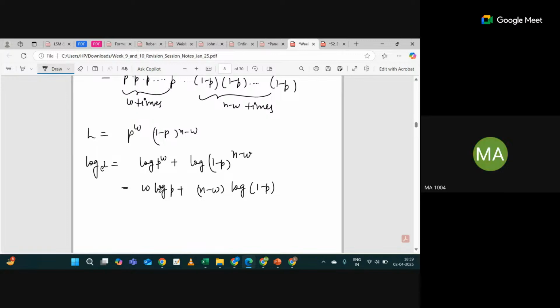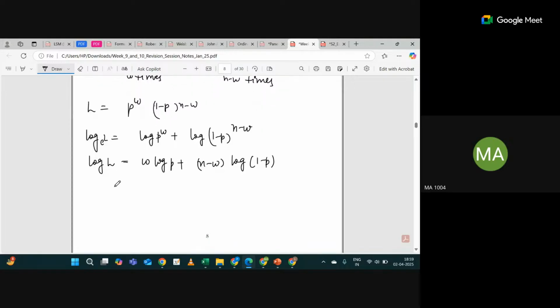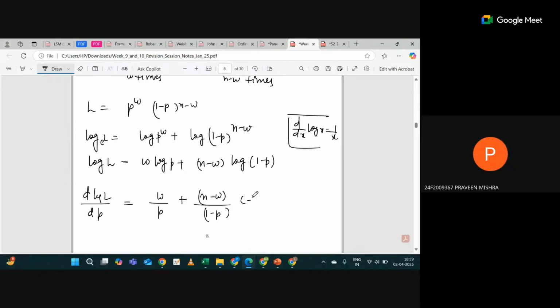Yes, sir. So we have to differentiate with respect to what? P, because we have to find the estimate of p. We have to maximize the likelihood. So this will be w by p, because d by dx of log of x is 1 by x only. And this will be n minus w divided by 1 minus p, and we have to differentiate 1 minus p again, so it will be minus 1.